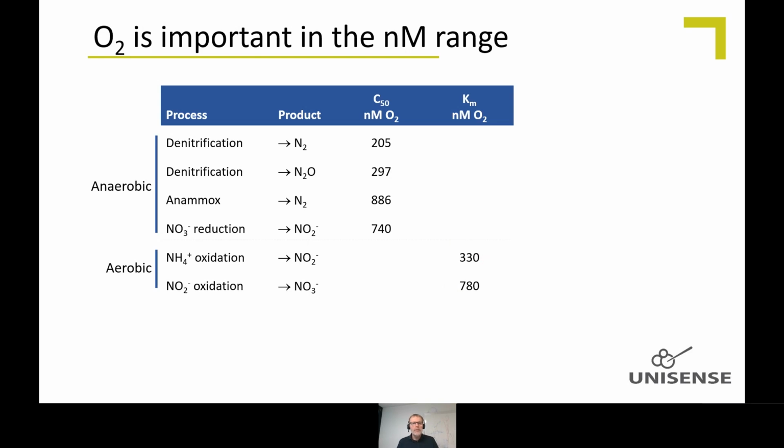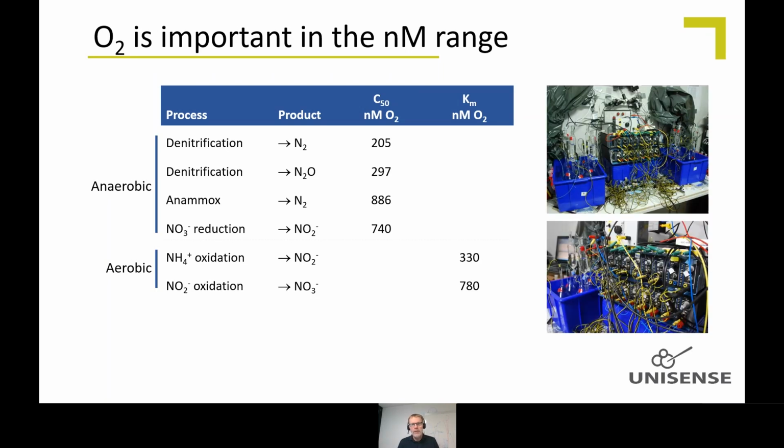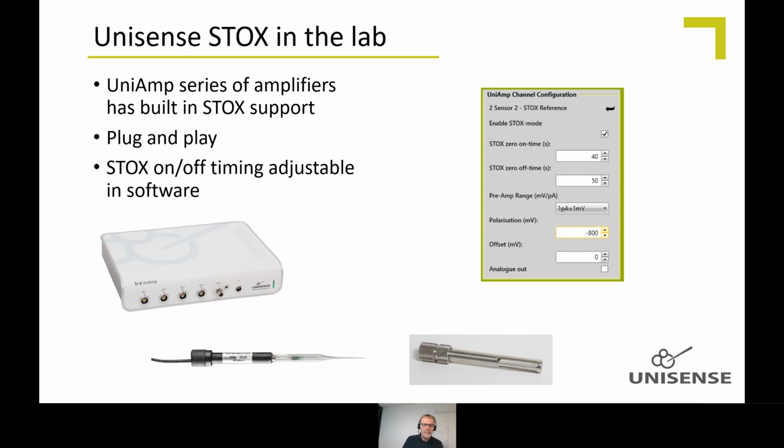So this means that in this area, at least, the whole regulation of the nitrogen cycle takes place at oxygen concentrations below 1 micromolar. So this shows the importance of having a sensor that can actually measure these concentrations. Back then, as I mentioned, it was in the early days of the STOX sensor. We had quite a lot of instrumentation and cables and stuff, but this has become a lot easier since then. The STOX sensors are now supported by the UniAmp series of instruments, so it's just plug and play.